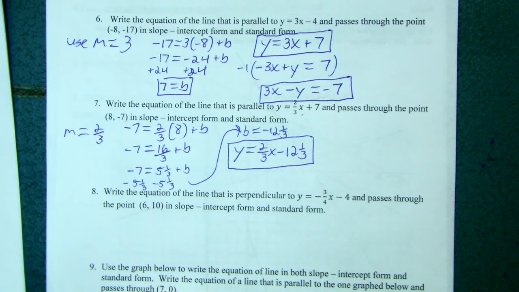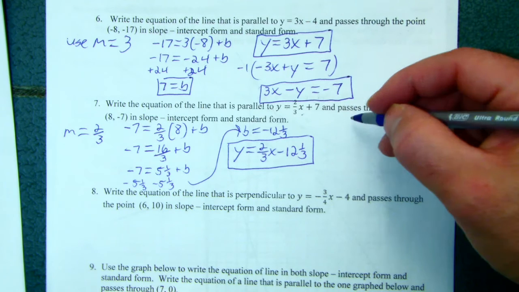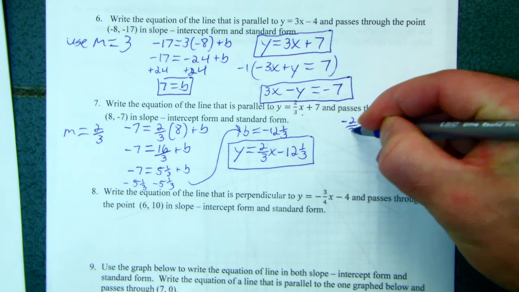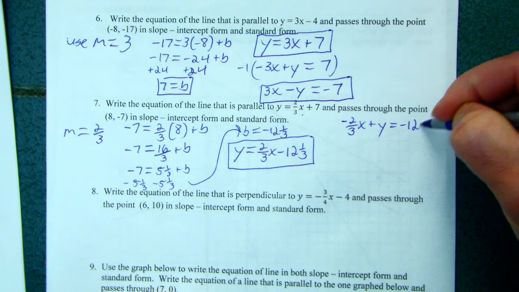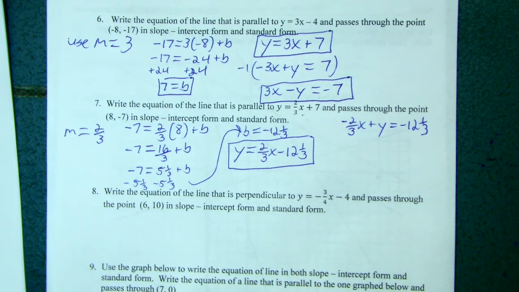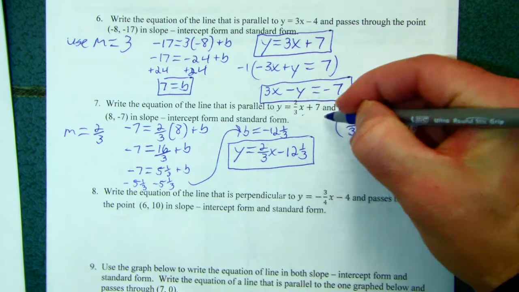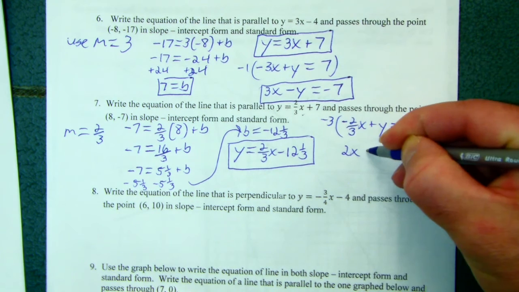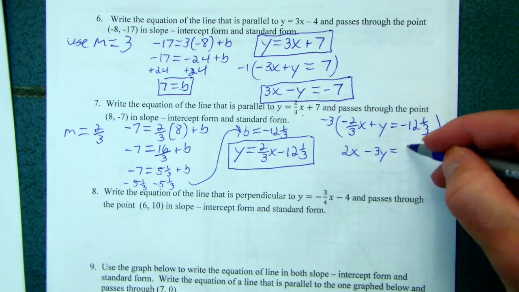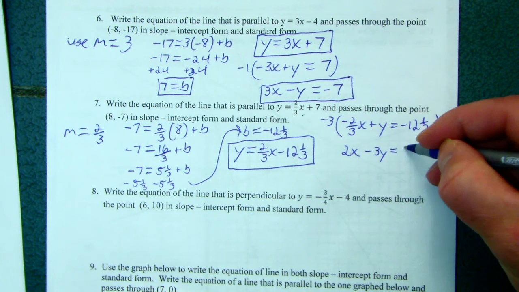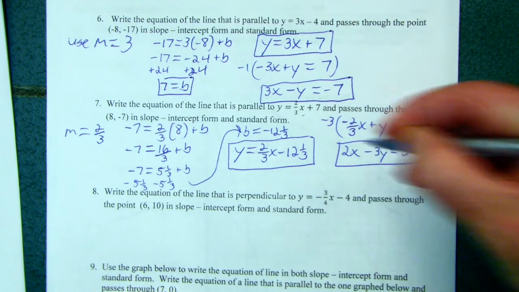So we got to get that into standard form. I'm going to subtract my 2/3 x from both sides. So I have negative 2/3 x plus y equals negative 12 1/3. All right, so I got to get rid of all those 3's in the denominator there, and I want to get rid of the negative as well. So I'm going to multiply everything by negative 3. So I'll get 2x minus 3y equals negative 3 times negative 12 1/3, which is going to be positive 37. So there's my standard.